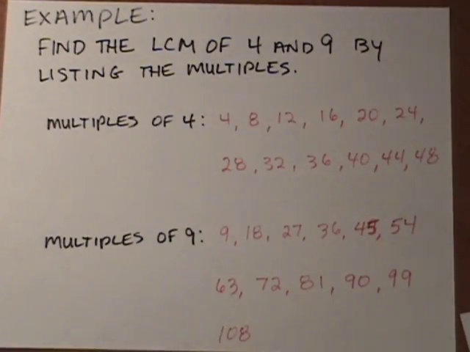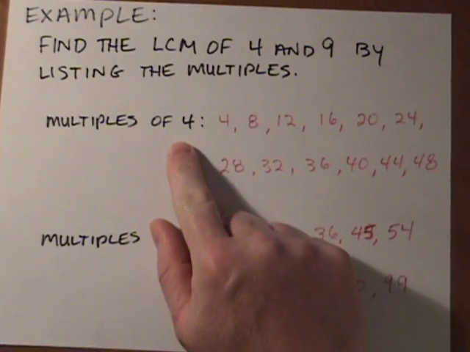Our next example, we're going to find the actual least common multiple of a couple numbers. The numbers that we're going to find the least common multiple for are 4 and 9. And we're going to do this by listing the multiples. Well, we're not going to list all the multiples because you won't stop if you try. You can always get another multiple. But I just listed out the multiples through the 12th multiple of each number.